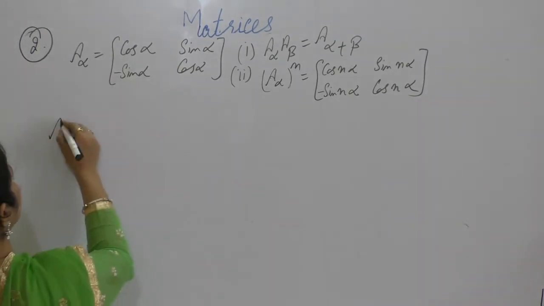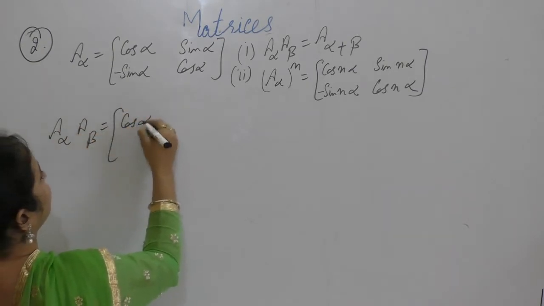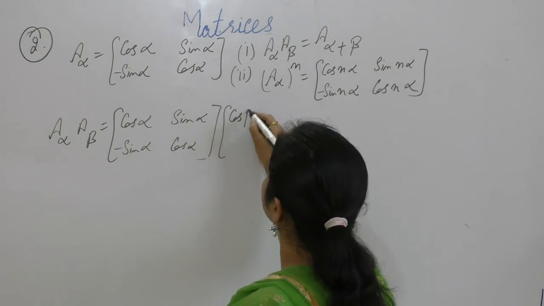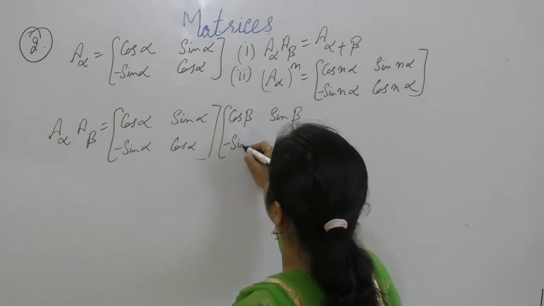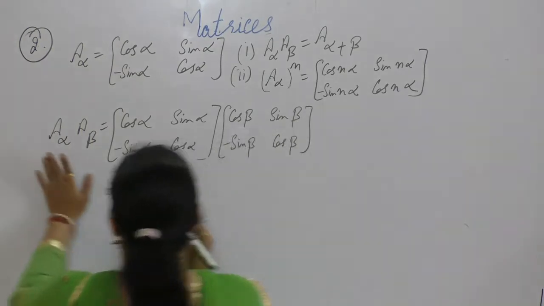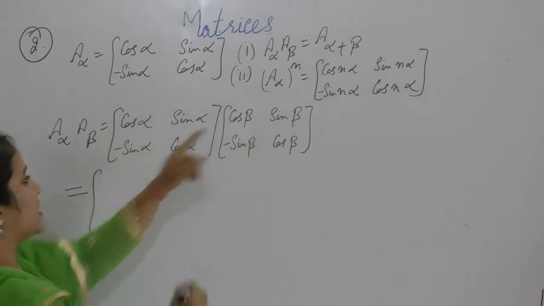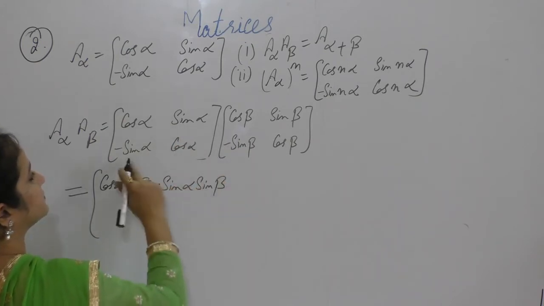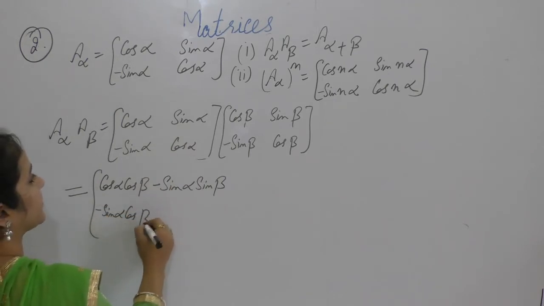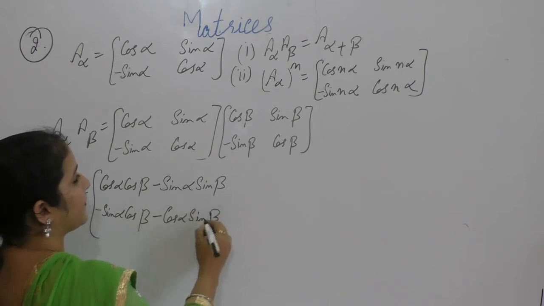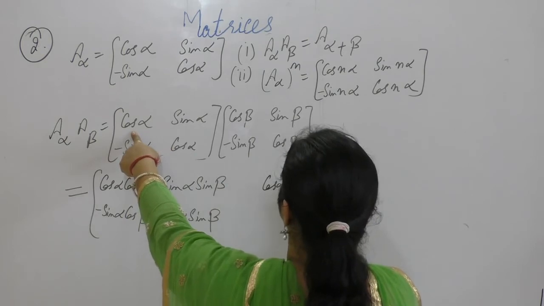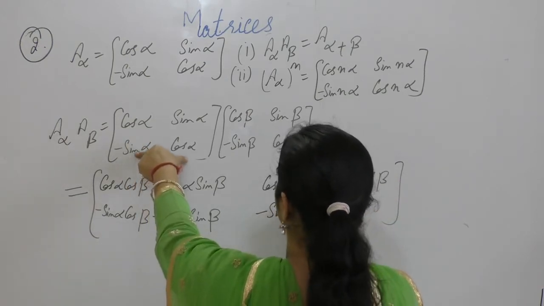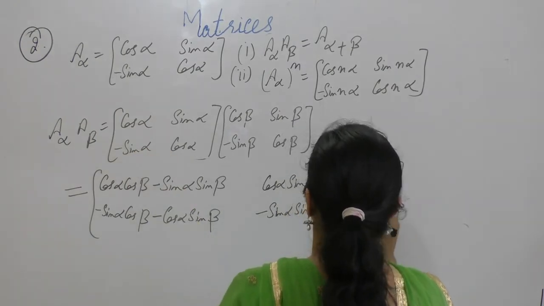A alpha is this, into [cos of beta, sin beta; minus sin beta, cos beta]. Now multiply these matrices. Cos alpha into cos beta, sin alpha into sin beta, minus sin alpha cos beta, minus cos alpha sin beta, cos alpha into sin beta, plus sin alpha cos beta, minus sin alpha sin beta plus cos alpha cos beta.